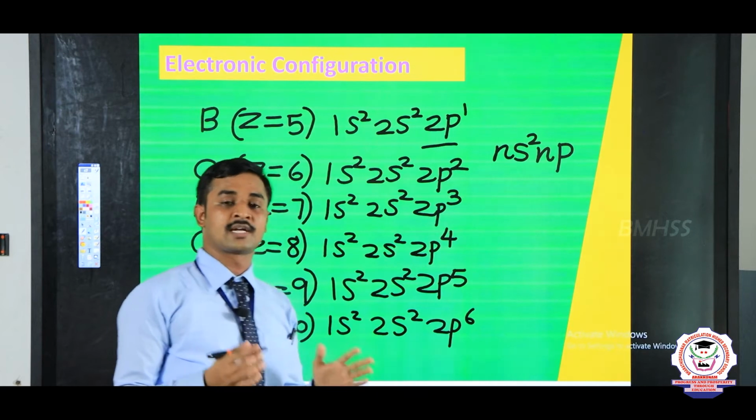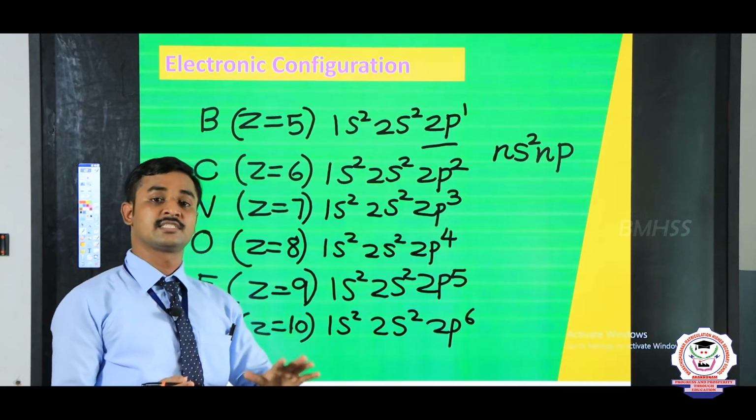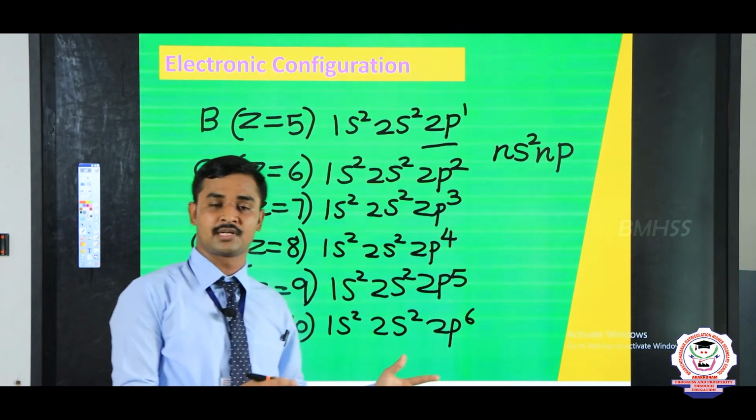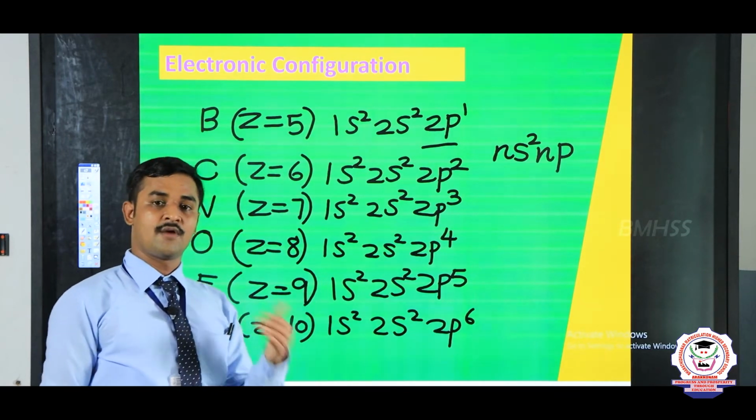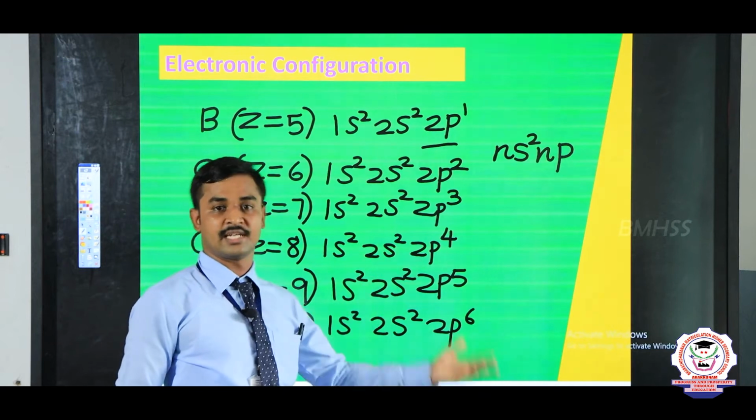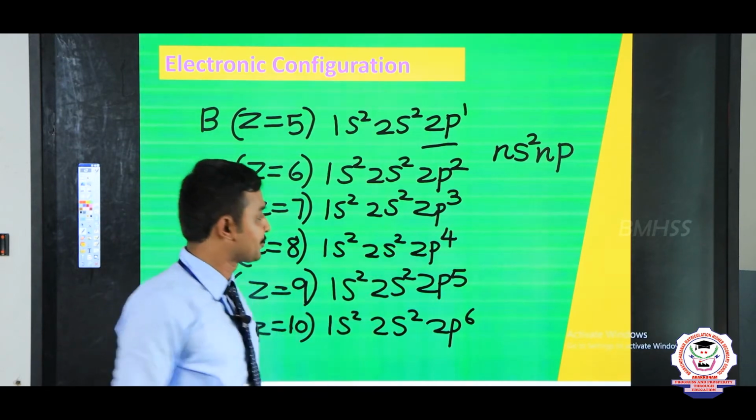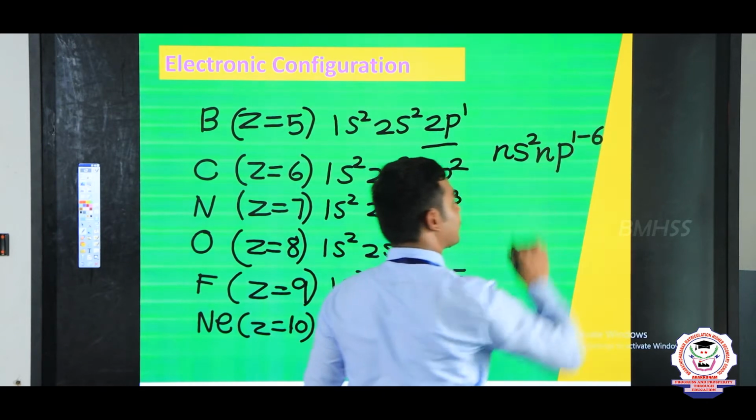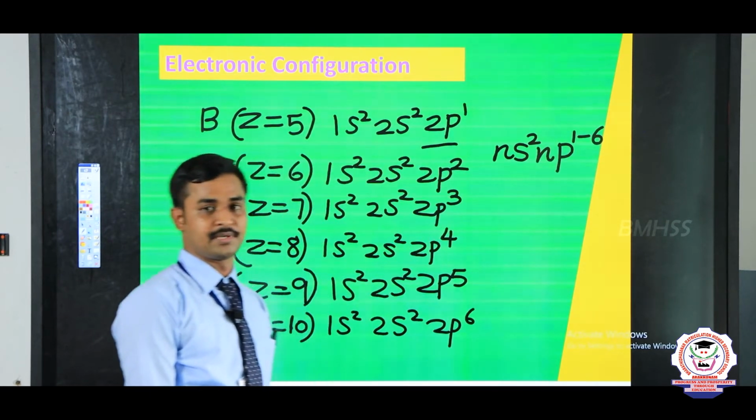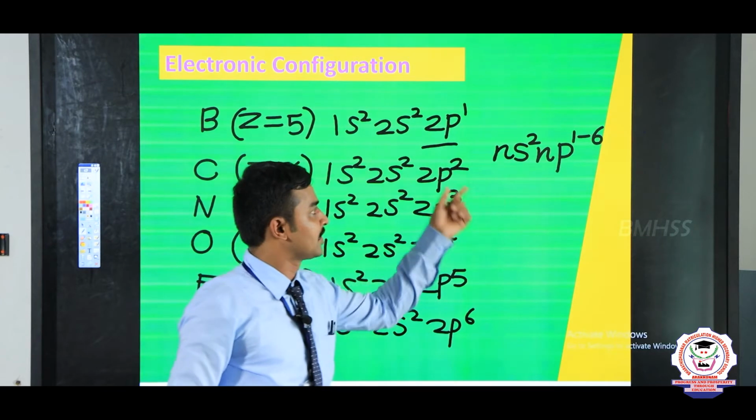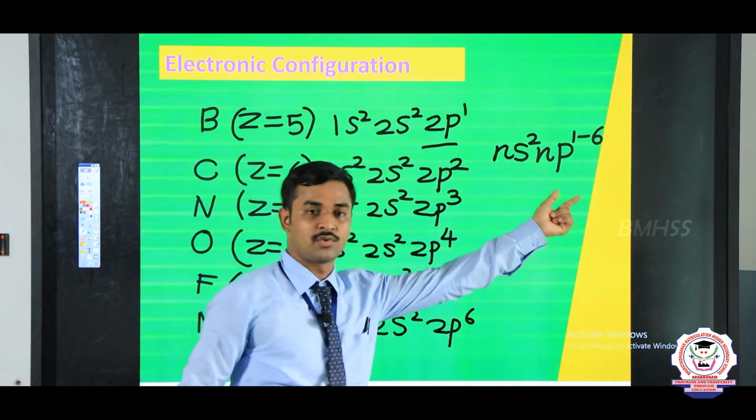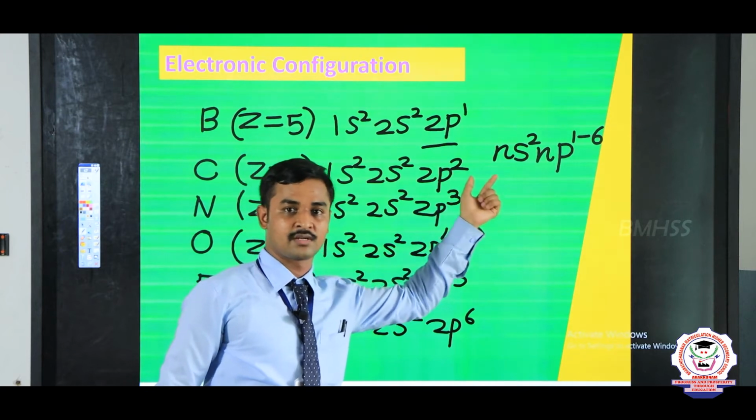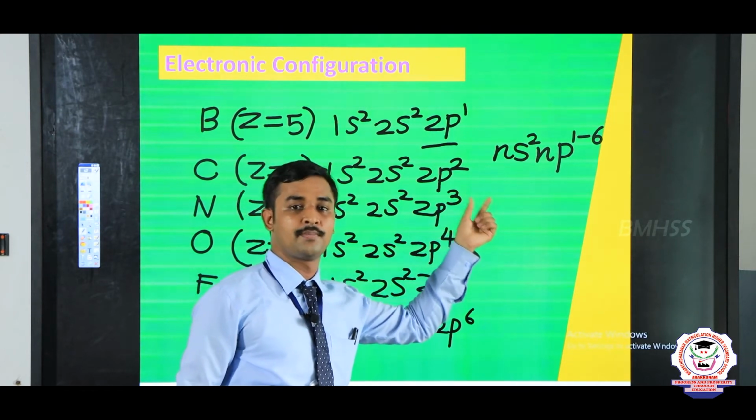When the p orbital attains 6 electrons, it is satisfied, because the maximum number of electrons the p orbital can hold is only 6. After 6, the electrons enter the next orbit level. So, 2p1 to 2p6 is the maximum range of electrons that can enter the p orbital. So, its general electronic configuration is ns2 np1 to 6. Note it, students, it is a public examination 1 mark question: the general electronic configuration for the p block element.